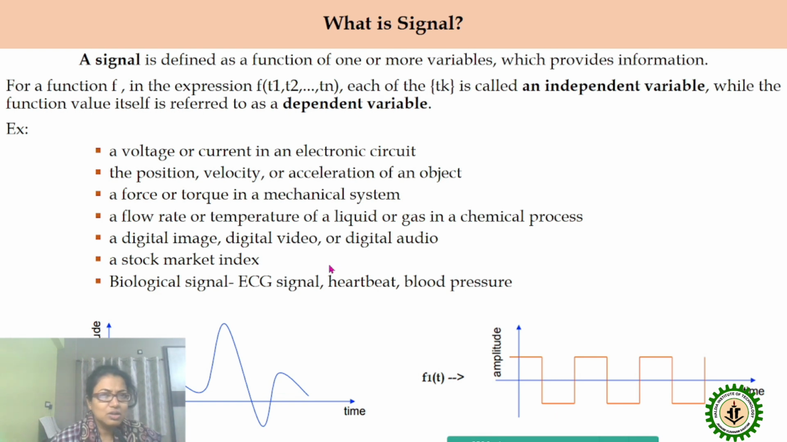And nowadays we are constantly talking about digital image, digital video, digital audio. These are also types of signals. Now the stock market index or the rainfall chart, these are discrete in nature. So this is another type of signal, which we'll discuss in further slides. In biological or biomedical signals, we all know about ECG signal, blood pressure, heartbeat, all are signals of different types.